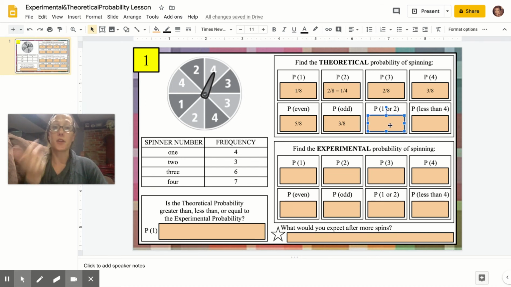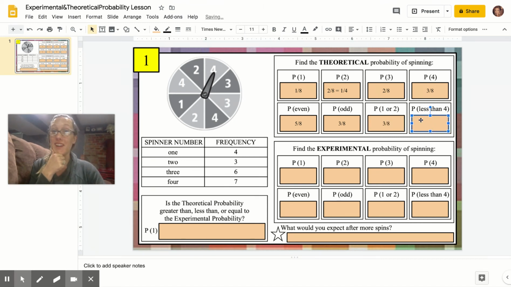So what's the probability of getting a 1 or a 2? Well, how many spaces have a 1 or a 2 in them? And then put that over the number of available spaces that you could possibly land on. And that would be 3 out of 8.